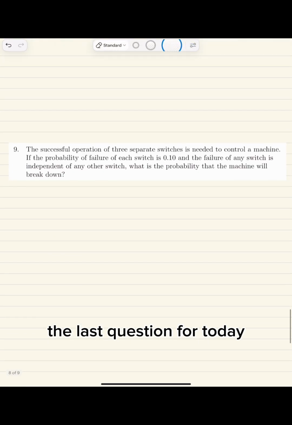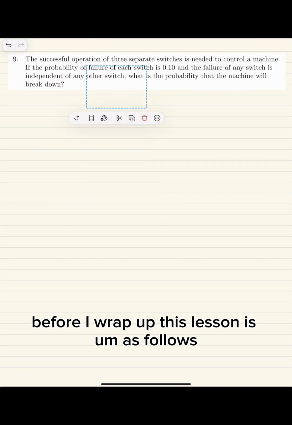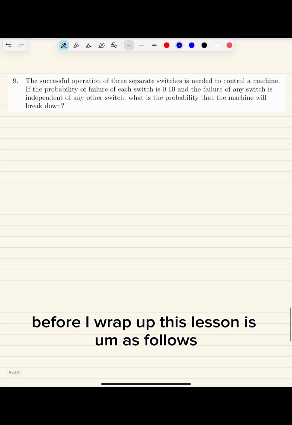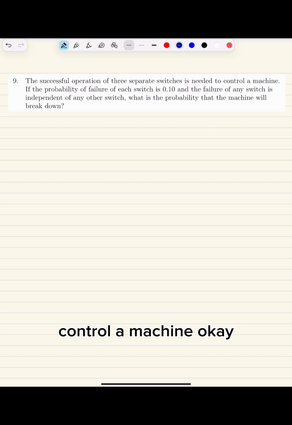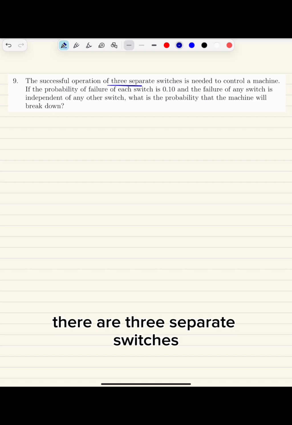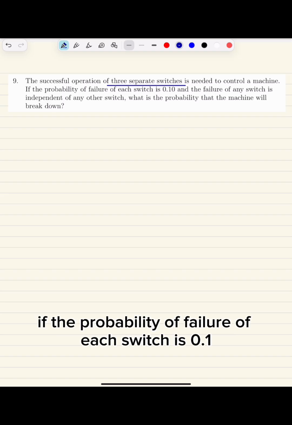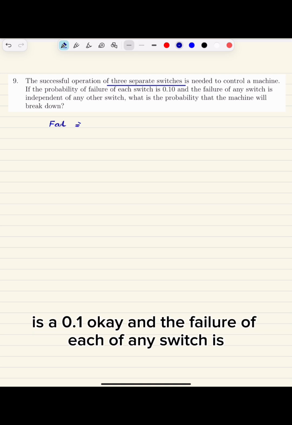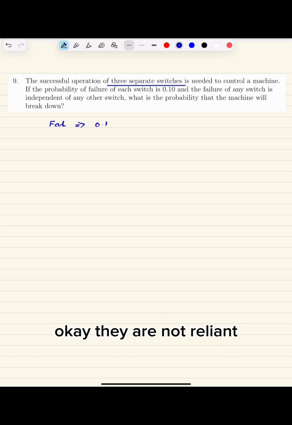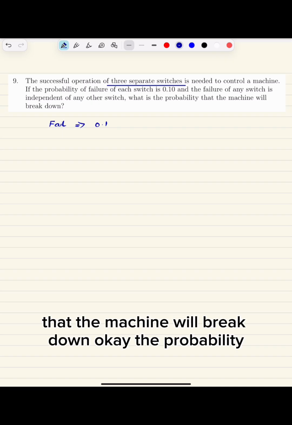The last question for today, before I wrap up this lesson, is as follows. The successful operation of 3 separate switches is needed to control a machine. There are 3 separate switches. If the probability of failure of each switch is 0.1, and the failure of any switch is independent of the other switches, they are not reliant on each other. What is the probability that the machine will break down?